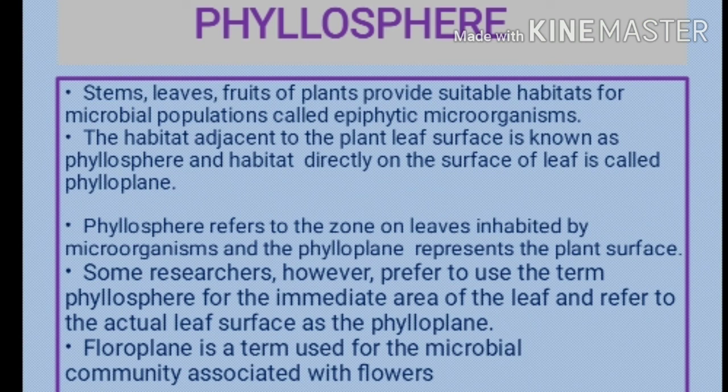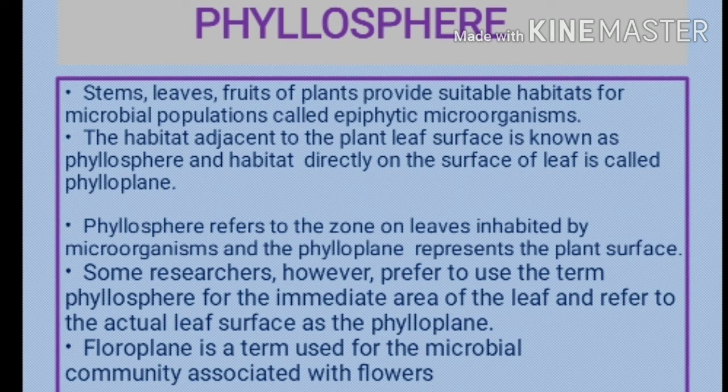Phyllosphere. What is the phyllosphere? The area surrounding the leaf is called the phyllosphere. Stems, leaves and fruits of plants provide suitable habitats for microbial populations. So epiphytic microorganisms grow on the surface of stems, leaves and fruits of the plants. The habitat adjacent to the plant leaf surface is known as the phyllosphere. And the habitat directly on the surface of the leaf is called the phylloplane.